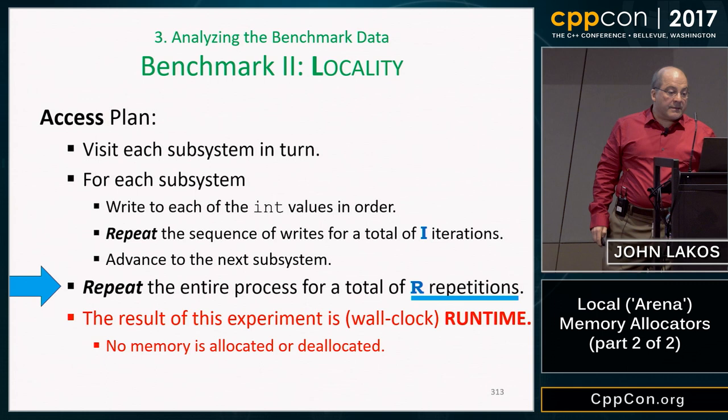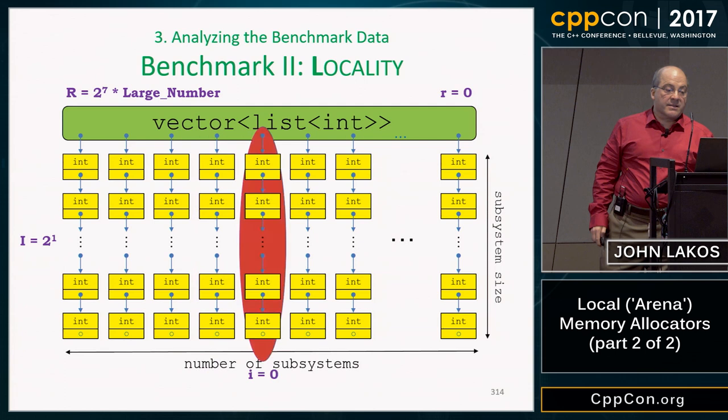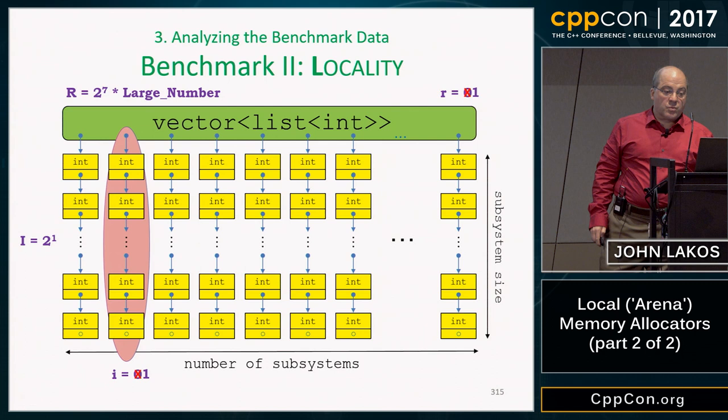So what does that mean? That means we're going to make sure that the iterations times the repetitions is a constant. So it's going to go through and do this. And once we do that, that's one repetition. And then we go through.